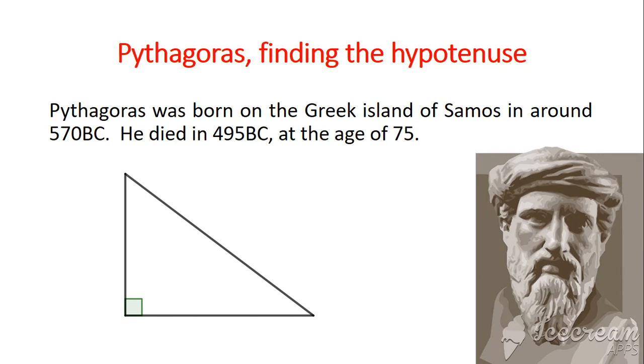Pythagoras was a man who was born on the Greek island of Samos in around the year 570 BC, before Christ was born. He died in around 495 BC, which makes him about 75 years old, which was pretty old for those days. He's the man who proved the rule that we're going to use today always works for every right-angled triangle.